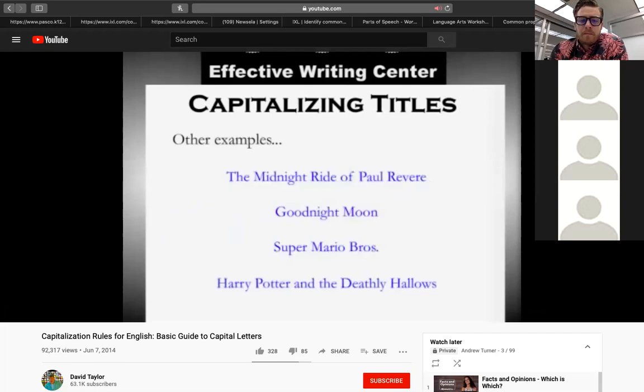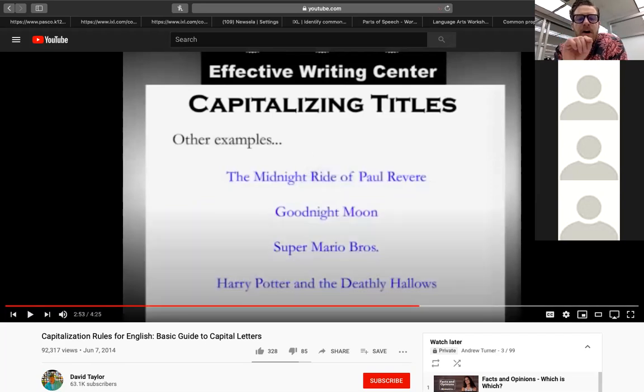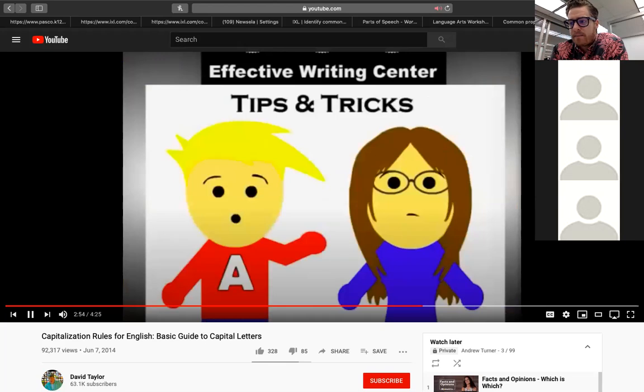So let me give you examples. The Midnight Ride of Paul Revere, Goodnight Moon, Super Mario Brothers, Harry Potter and the Deathly Hallows. Of and the are not capped because they're in the middle there. Those are smaller words, and then Deathly Hallows is capped. So does that all make sense?